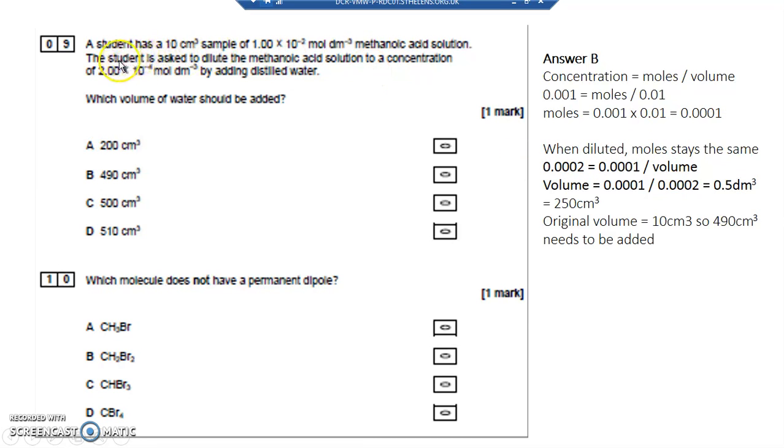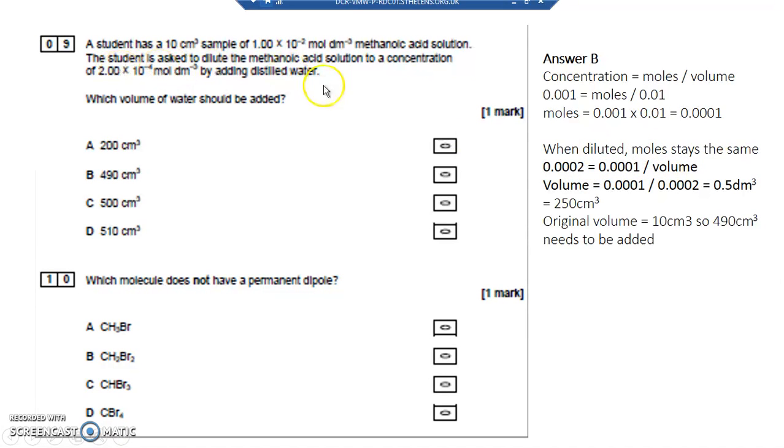Let's have a look now at what's happening next. The student is asked to dilute the methanoic acid to a new concentration. So the concentration has changed. We need to work out the new volume. However, all we've done is add water. We've not changed the amount of methanoic acid. There's no mention of adding more methanoic acid in there. The number of moles of methanoic acid has stayed the same at 0.0001. So when diluted, the number of moles stays the same.